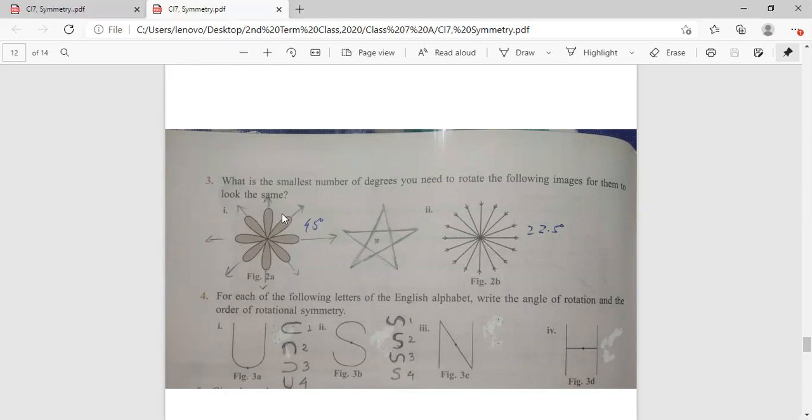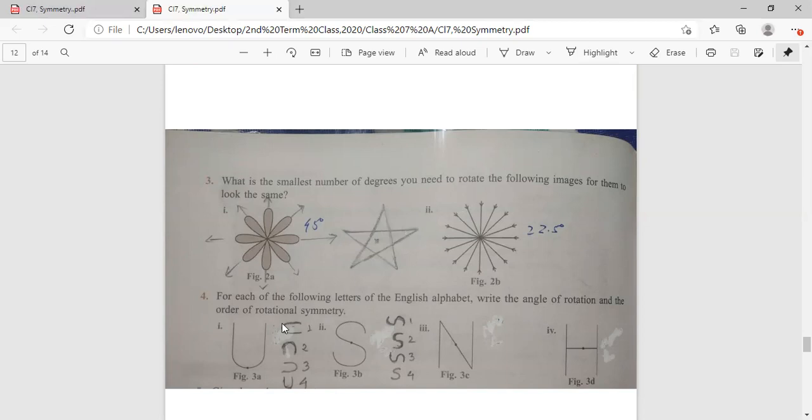Another way you can calculate is, see, 1, 2, 3, 4, 5, 6, 7, 8. So 360-degree, 8 petals are there. So 360 divided by 8, you get 45. Isn't it? So 45-degree angular rotation. Suppose you have this. Now see 1, 2, 3, 4, 5. So 360-degree divided by 5 will find the angle of rotation.